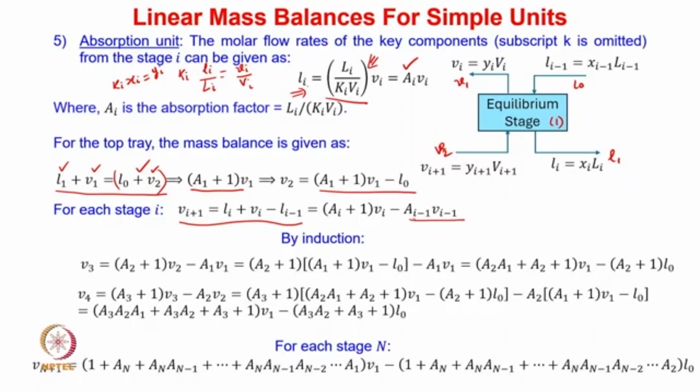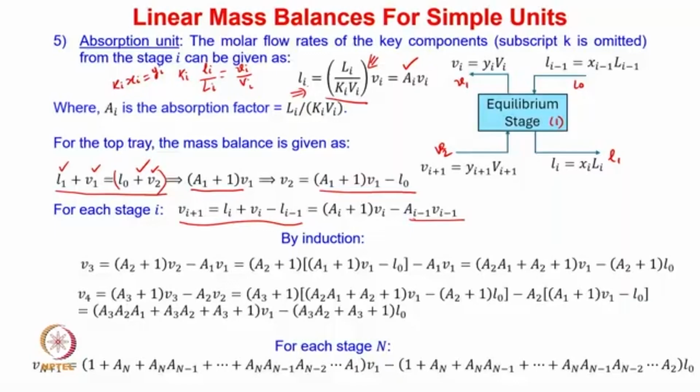Now let's look at these equations for V3 and V4. V3 is nothing but, we are trying to write down the expression for V3 similar to this by using induction. So V3 will be nothing but A2 plus 1 into V2 minus A1 V1, isn't it? Now in this case, this is the V2.